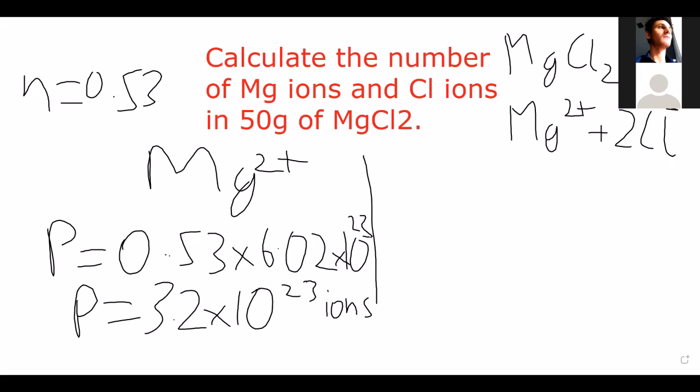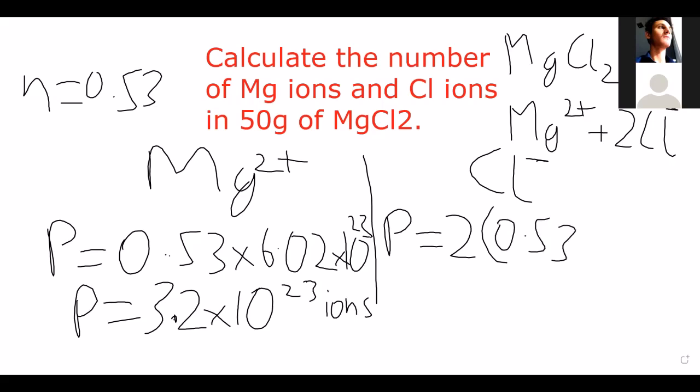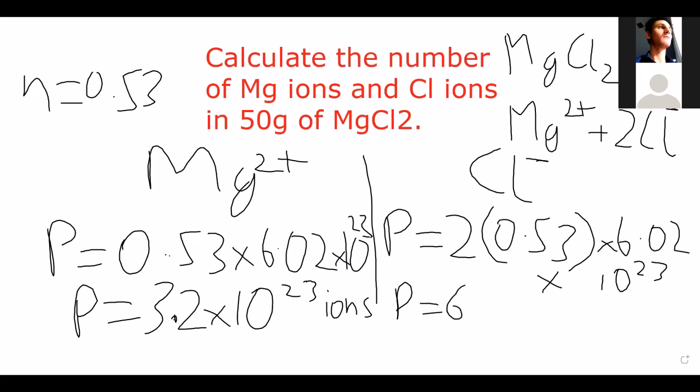For chloride, the ratio of magnesium chloride to chloride ion is 1:2. So the number of moles of chloride will be twice the number of moles of magnesium chloride. So 2 times 0.53 into the Avogadro constant. So the number of ions is equal to 6.4 into 10 to the power 23.